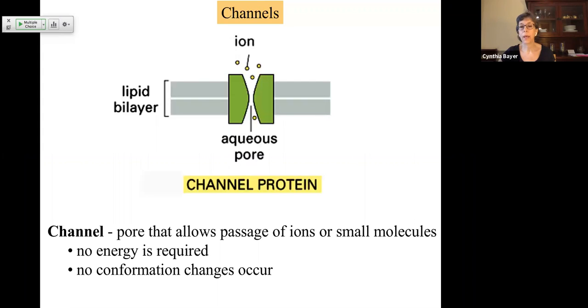So a channel protein is a transmembrane protein that forms a little pore, a hydrophilic pore that allows an ion to move down its concentration gradient. No energy is required. No changes in this channel protein occur. It just forms this little pore or channel that the ions can pass through.